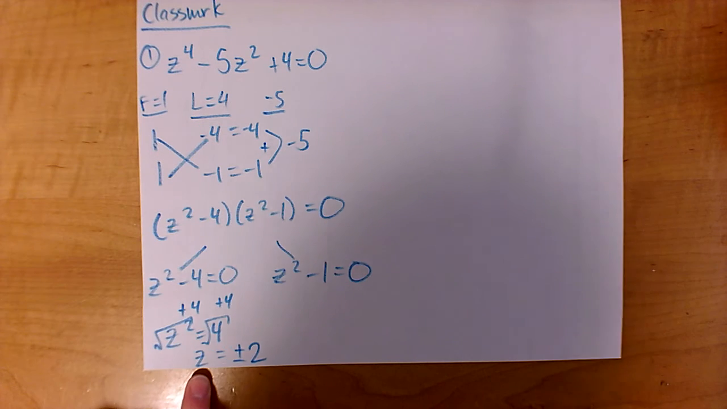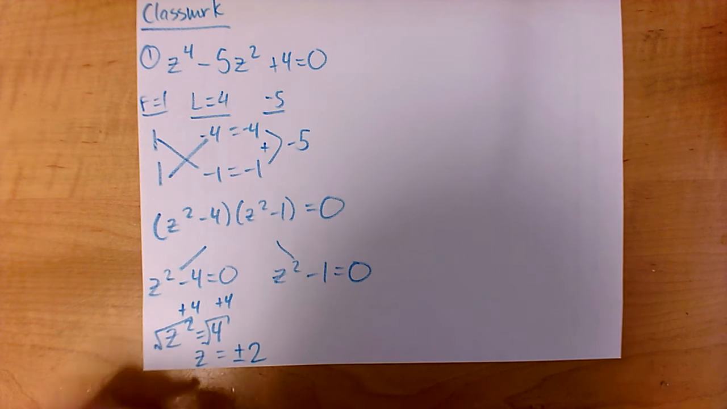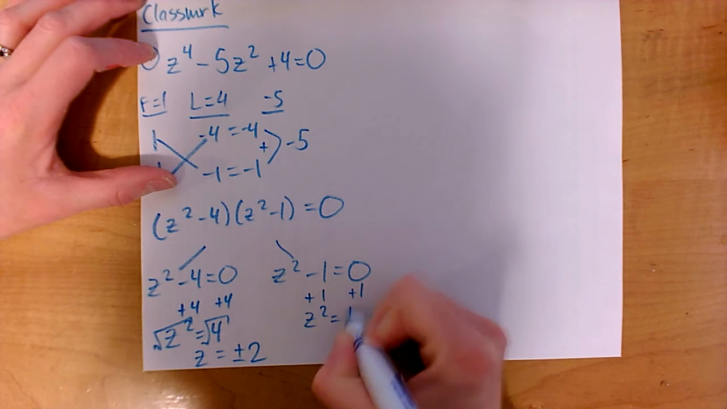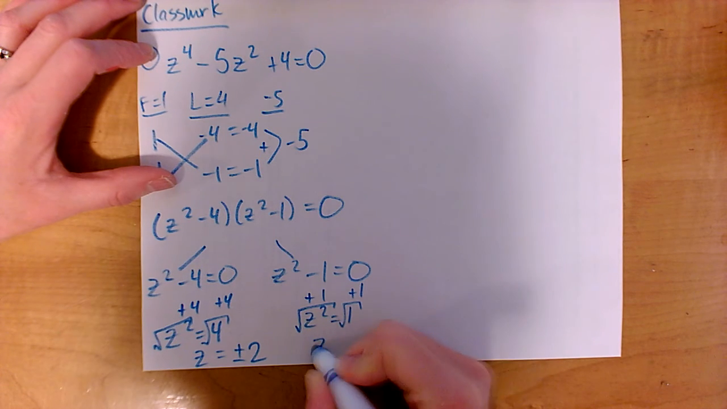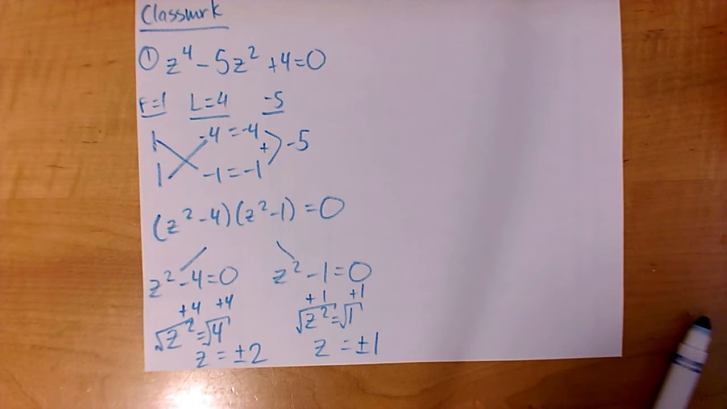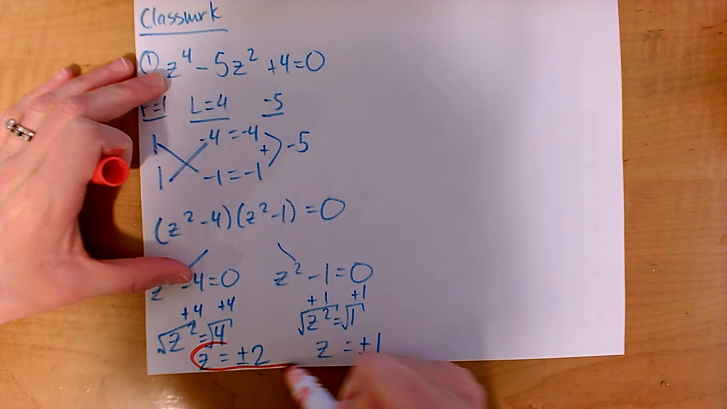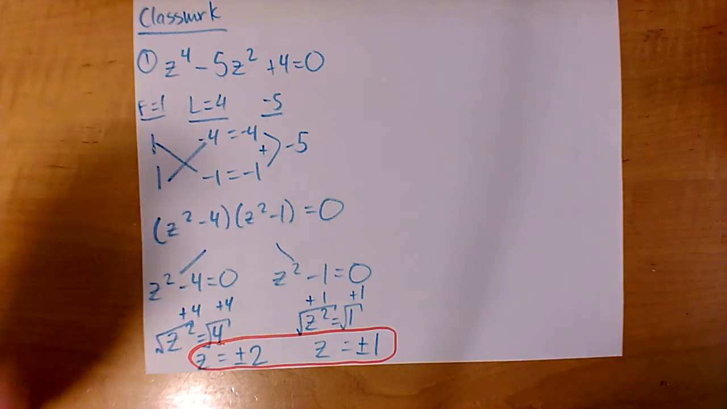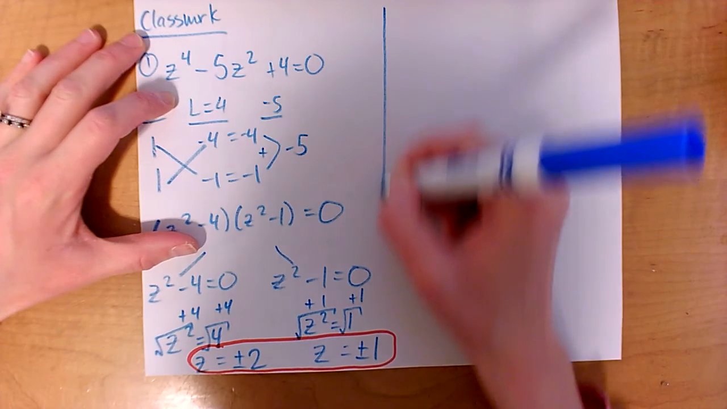And the reason why this one worked out nicely like that is because 4 is a perfect square. And we can do the same thing on the other side because 1 is also a perfect square. So add 1, z squared is 1. Take the square root of both sides, and z is plus or minus 1, right? So you'll have 4 solutions. You have positive or negative 2 and positive or negative 1. All right, let's go on to number 2.